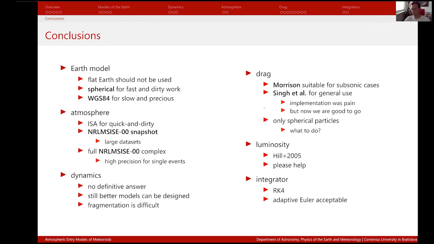For luminosity, again, I think Peter Brown is the way to go, because this model by Hill and others seems to be not very precise. And for integrators, the best compromise between speed and accuracy seems to be the most basic Runge-Kutta fourth order method. However, if you need to produce many steps, Euler is an acceptable alternative, as long as you don't care about your precision very much.